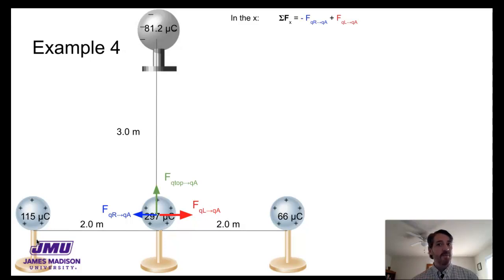And if I'm very careful about all of my numbers, I can put these in very carefully and get the correct answer for what's happening in the x direction. So in the negative direction, to the left, I have k times Q on the right times QA divided by the distance between them squared. That's what r subscript RA is: the distance between the charge on the right and the charge A.